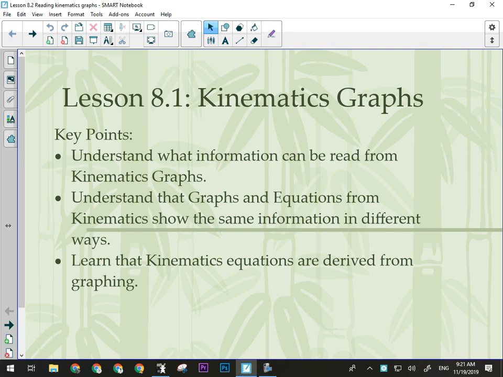Alright, so we need to understand what information can be read just by looking at a kinematics graph. What can I read off of this graph? What is it showing me? What's happening? Understand how graphs and equations from kinematics show the same information in different ways. On Friday, I showed you how the slope of the line on the position time graph represented velocity, because it was really like just using v equals d over t. I'll go over that again today. And learn that kinematics equations are derived from graphs.